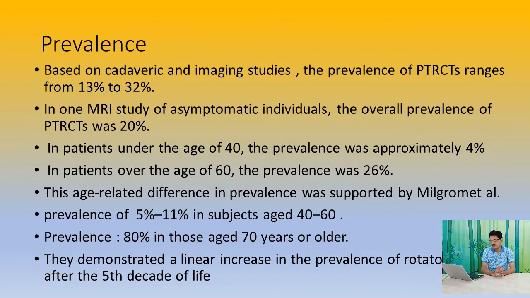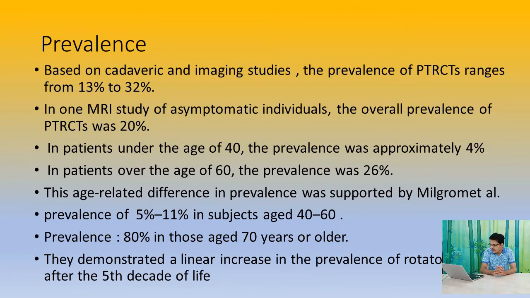Now what is the prevalence? Based on the cadaveric and imaging studies, the prevalence is around 13 to 32%. The overall prevalence in asymptomatic individuals is close to around 20%. If it is less than 40 years of age, partial thickness tears are seen in around 4% of patients. If it is more than 60 years of age, the prevalence is around 26%.